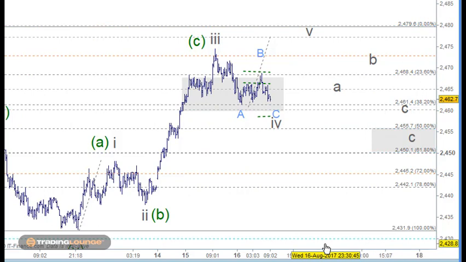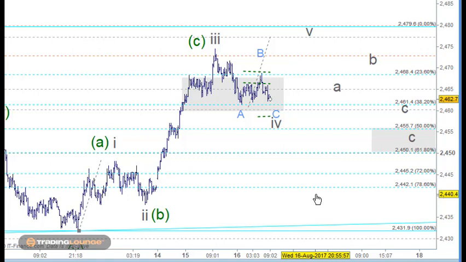So it's really about the setups, and we just have to trade what we see and call the intraday wave counts in as we see them. So there is a possible bullish count that we need to now consider.